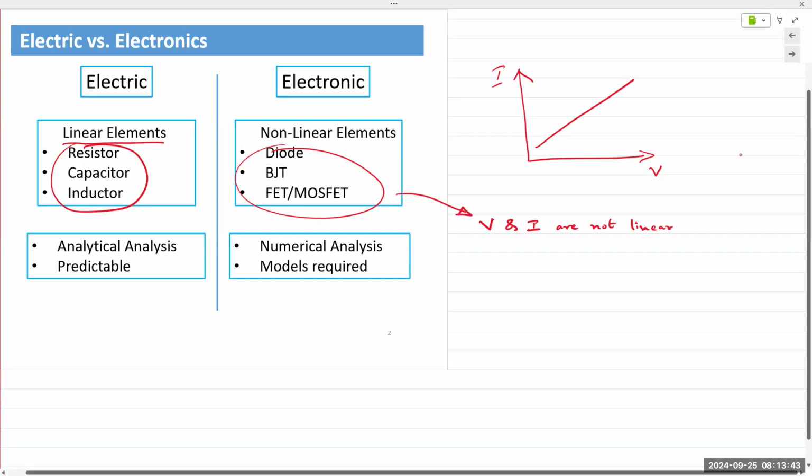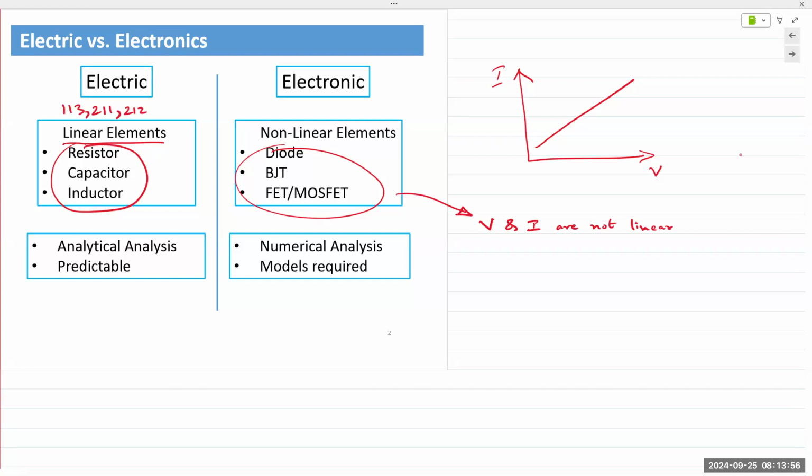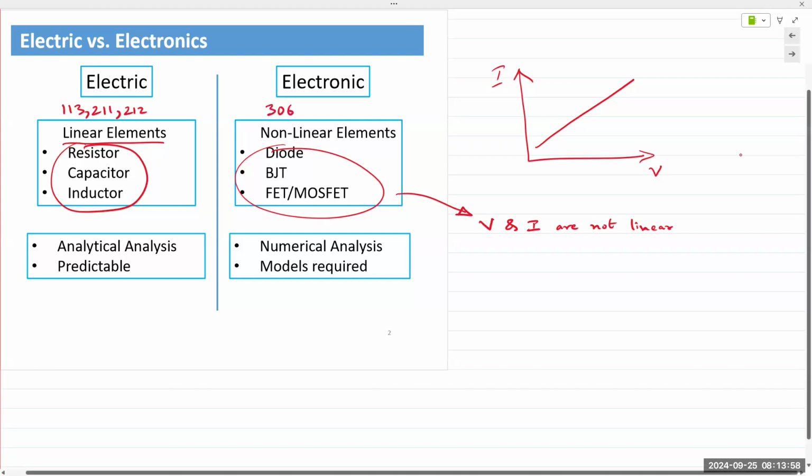The courses that you studied for electric circuits, as I stated earlier, are 113, 211, and 212. And here, I'll talk a little bit more about this on the next slide. But here you're studying 306, 307, and 308. And actually even 409.